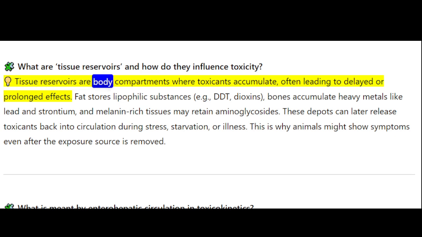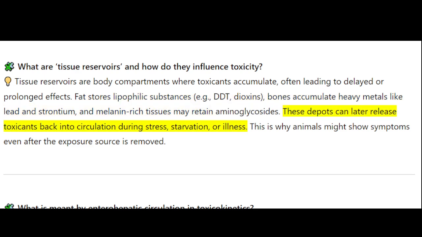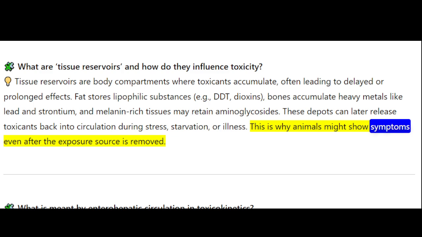Tissue reservoirs are body compartments where toxicants accumulate, often leading to delayed or prolonged effects. Fat stores lipophilic substances, for example, DDT, dioxins. Bones accumulate heavy metals like lead and strontium, and melanin-rich tissues may retain aminoglycosides. These depots can later release toxicants back into circulation during stress, starvation, or illness. This is why animals might show symptoms even after the exposure source is removed.